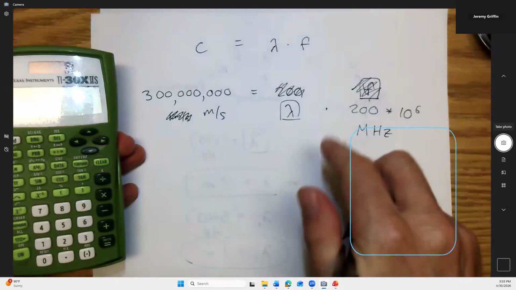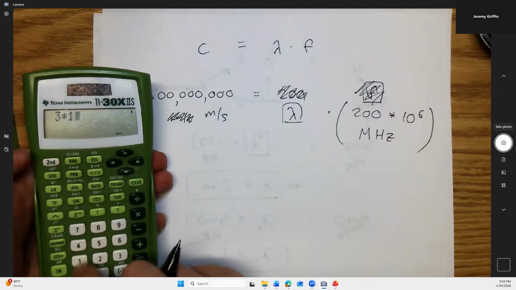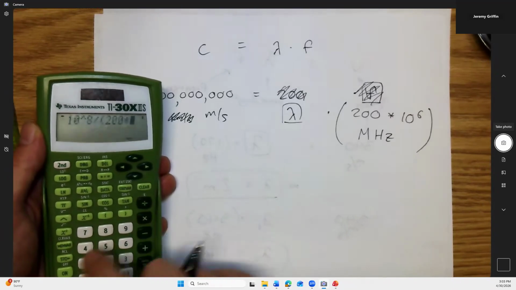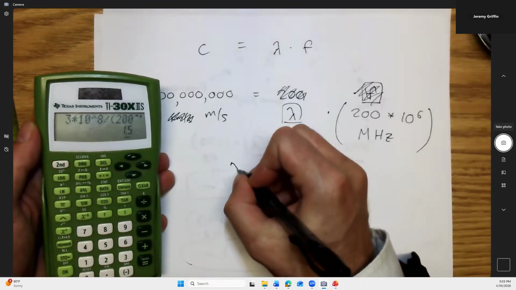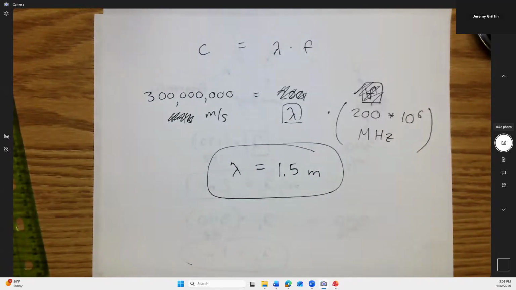So if I take this and divide by this, I do have to put some parentheses when I divide. Let's do 3 times 10 to the 8 divided by, and then in parentheses, 200 times 10 to the 6. I'm looking at lambda is 1.5 meters. You guys good with 1.5 meters, or how to calculate that? So we got speed is wavelength times frequency. The speed of all EM waves should be 3 times 10 to the 8 meters per second, and you can do a little division right there. You guys can get that?